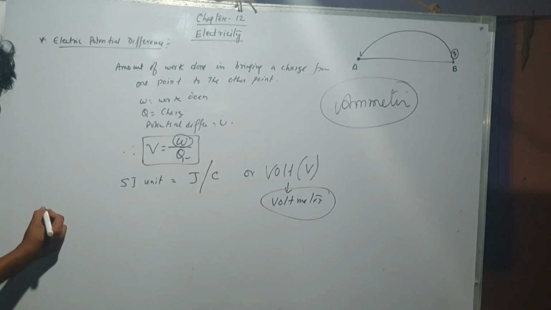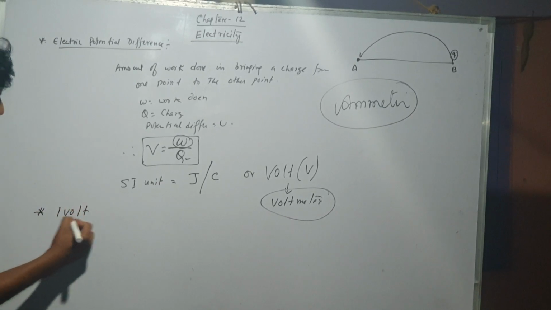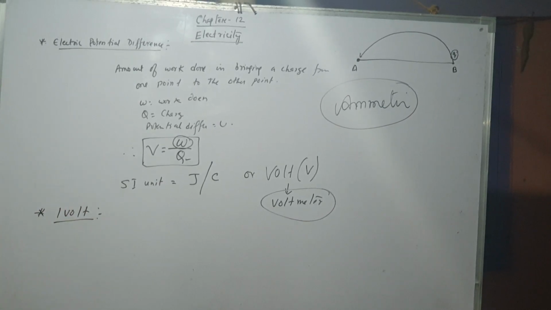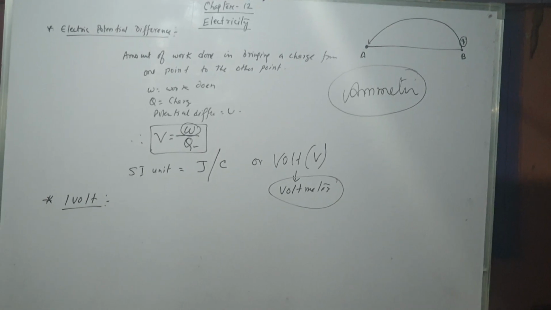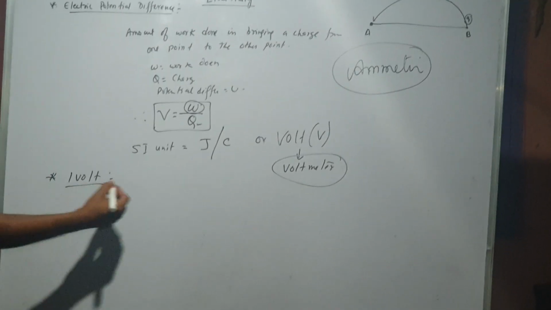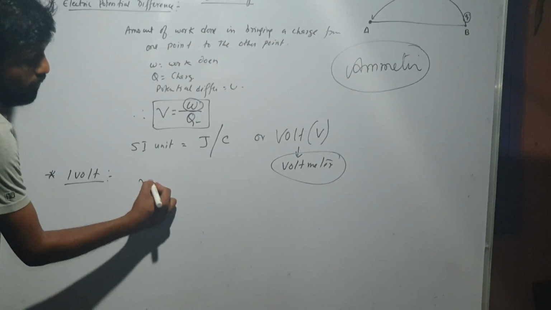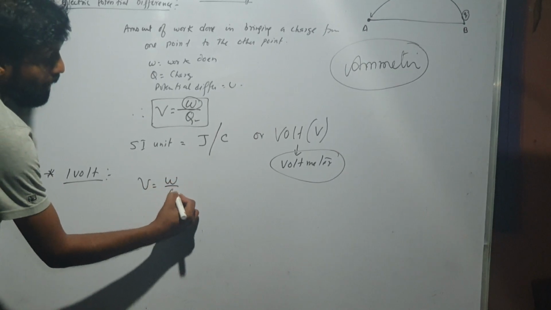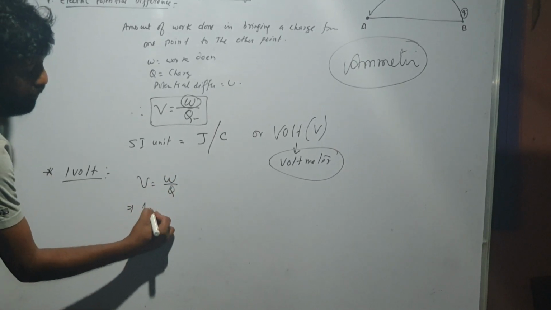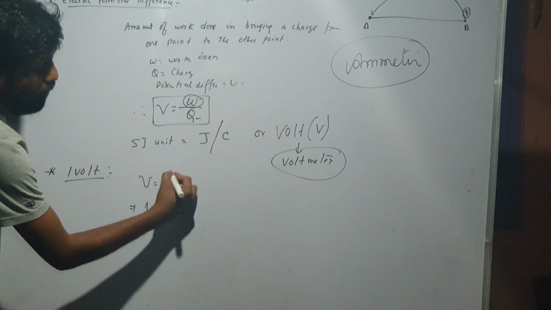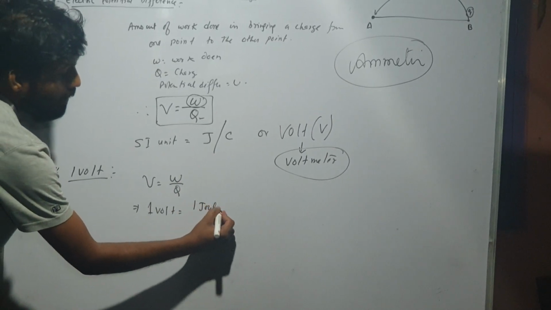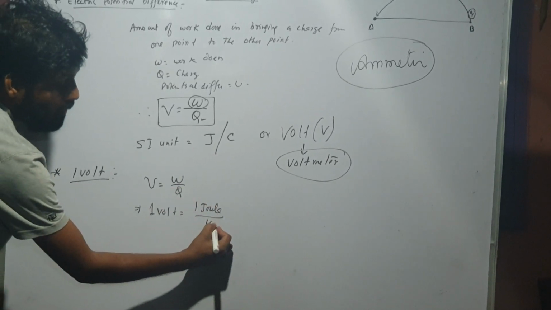Our next topic is 1 volt. What do you mean by 1 volt here? To define 1 volt, again you have to go to the formula. What is the formula? V is equal to W by Q. If you want this to be 1 volt, this work done should be how much? 1 joule, and this charge should be how much?